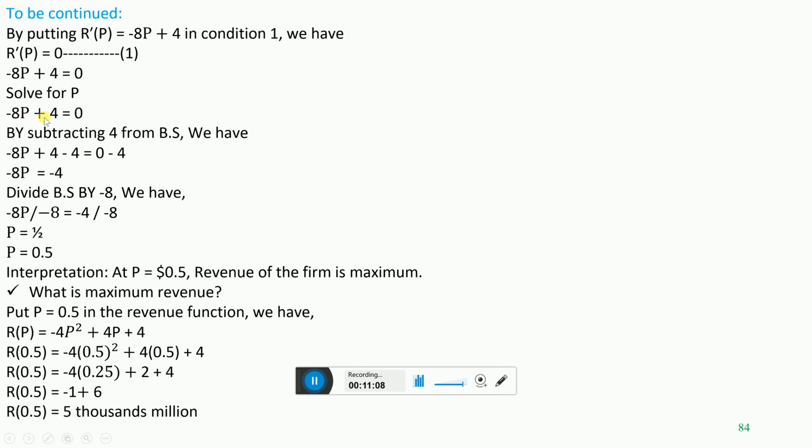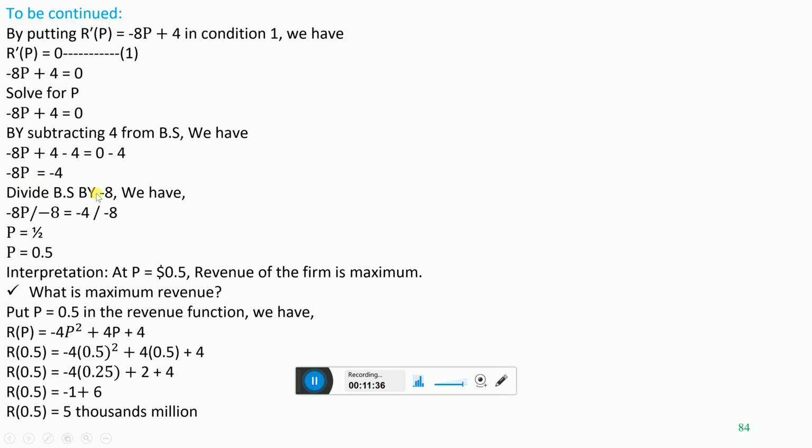So minus 8P plus 4 is equal to 0. By subtracting 4 from both sides, we have minus 8P plus 4 as it is, and we subtract 4 from the left hand side and then subtract 4 from the right hand side. So plus 4 cancels out minus 4, remaining minus 8P only, is equal to 0 minus 4, which is minus 4.